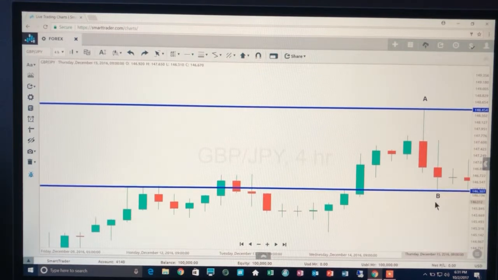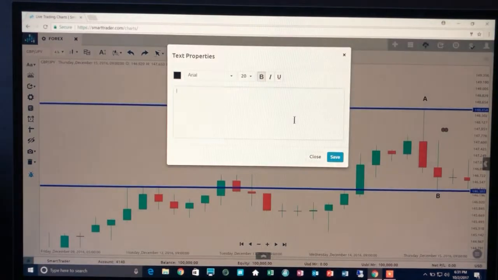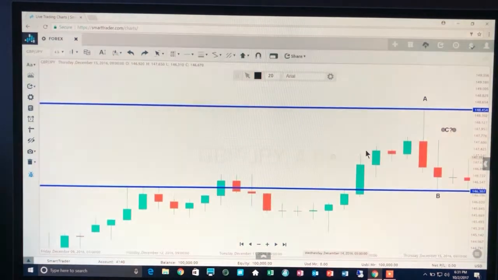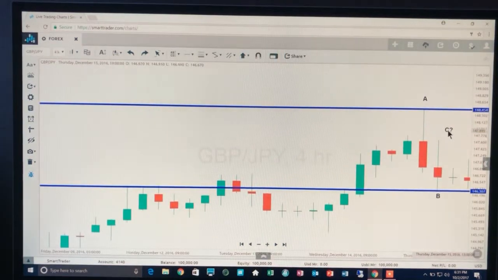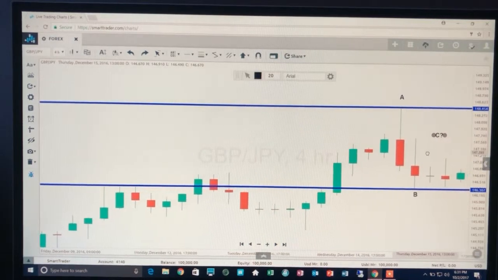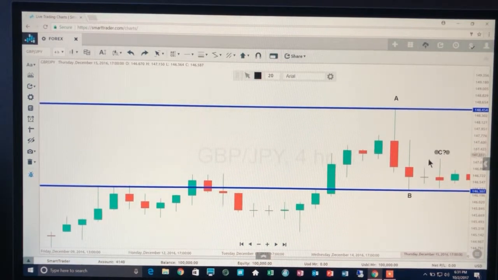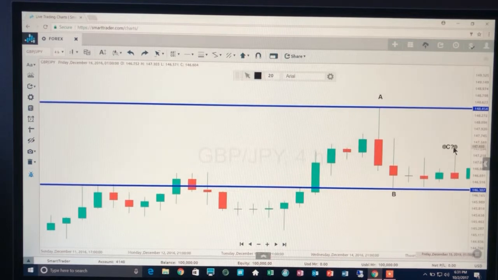Now that the A-B boundary is established, it's time to find the C. The C is the deepest retracement of the A-B boundary. Now remember, as long as the market doesn't take out the A, it has no choice but to go your way. And the C can reestablish itself. The C is the deepest retracement of the A-B boundary.